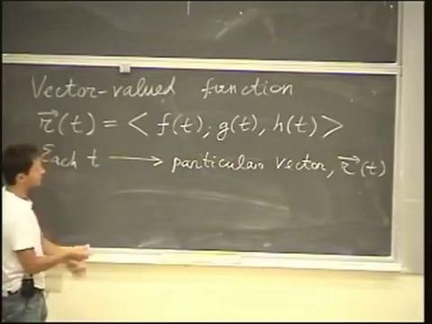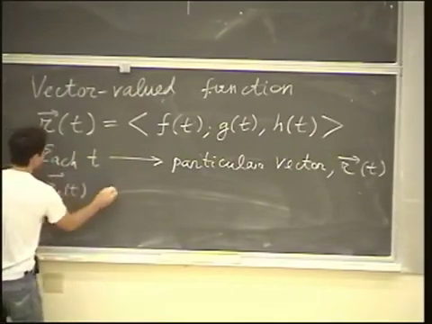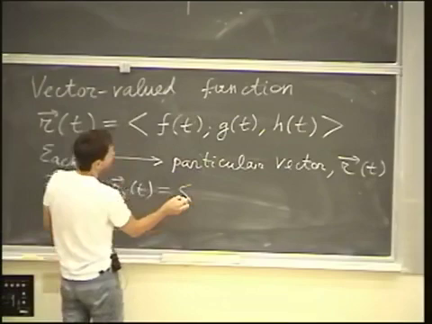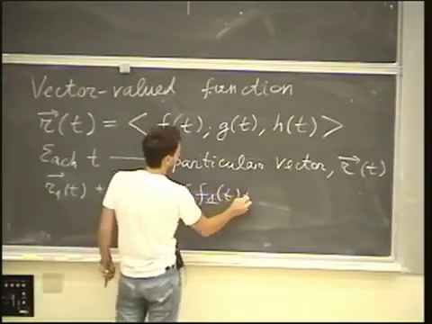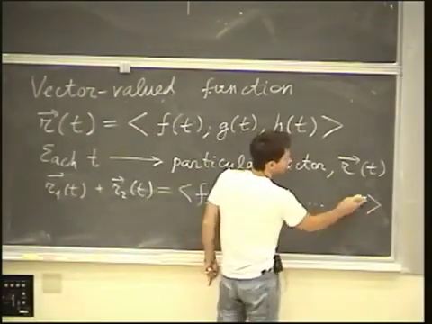For example, we can add two vector value functions. If we have r1 of t and r2 of t, we can take the sum. So that would just mean taking the sum of the components. So for example, you'll have f1 of t plus f2 of t, and the same for g and h. I just want to save time. I'm not going to write it in detail.